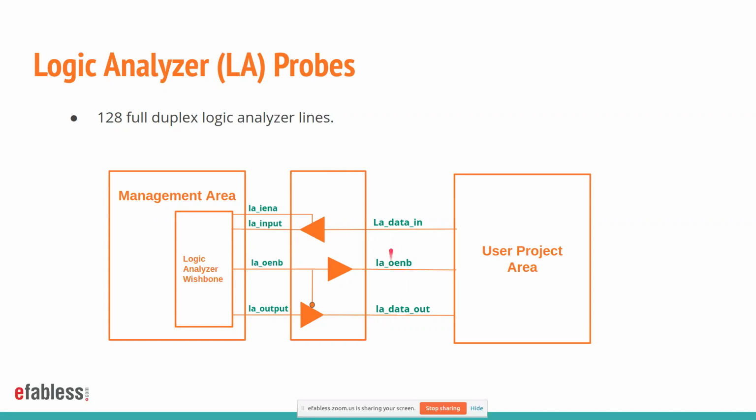The typical use case of the logic analyzer probes is that you can monitor certain signals in the user project area through the management area processor. And you can also use them as general purpose IOs. So you can set certain IOs in the user project space or read from them using the management area processor.